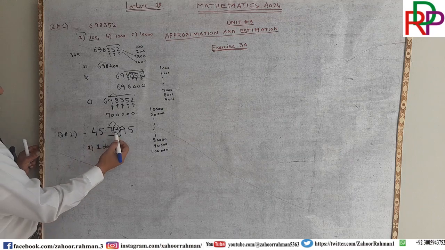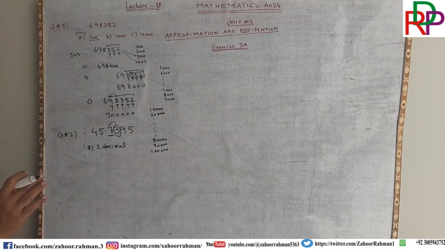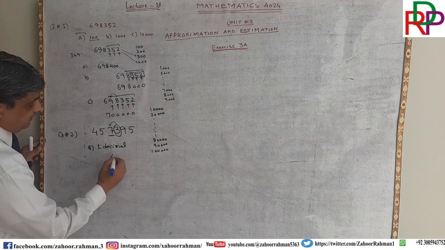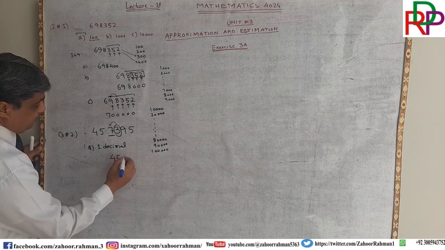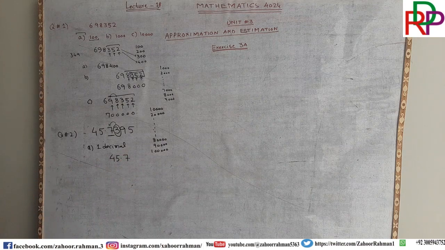So in this case, 3 is neither equal to 5 nor greater than 5. So we have to write 45.7. And that is the answer because we need one digit after the decimal.